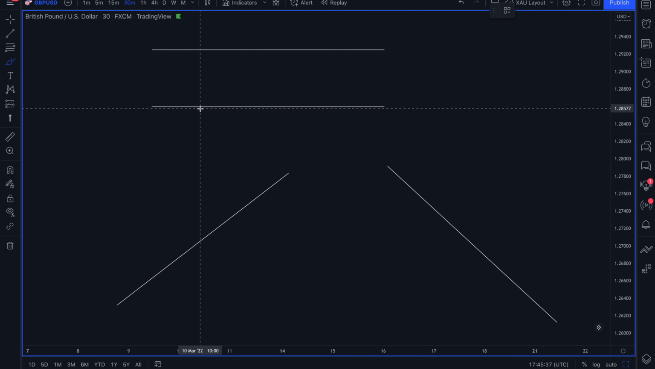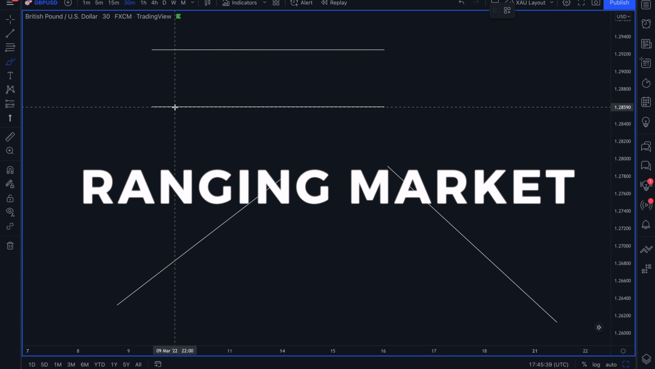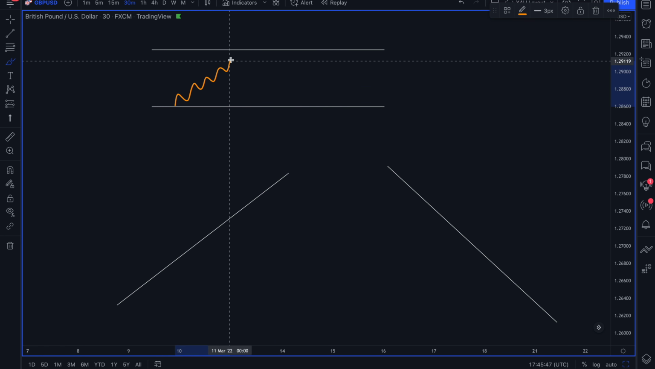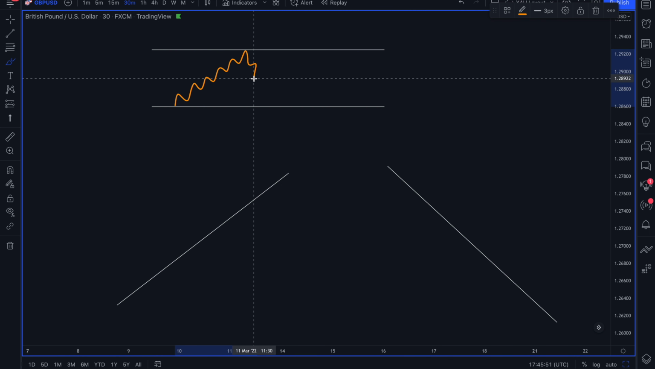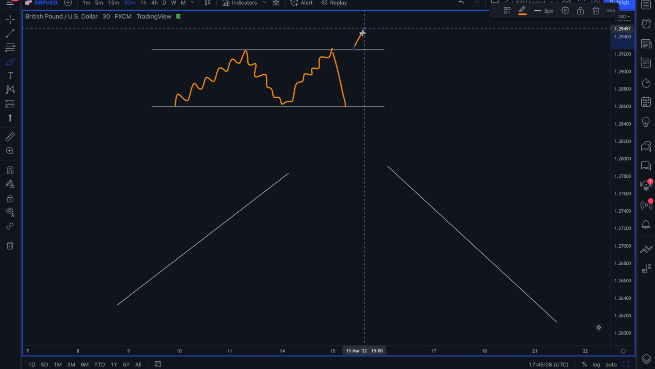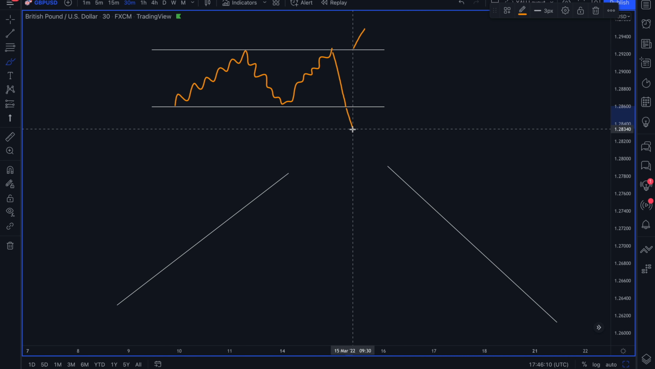So the first one is the ranging market. Now, it's quite self-explanatory, but it's basically when price is ranging between a level of support and a level of resistance. So it'll look something like this. It'll tap into these levels of support and resistance, reject, and continue doing so until eventually there is either enough supply or enough demand to push the price through either the level of resistance or the level of support.